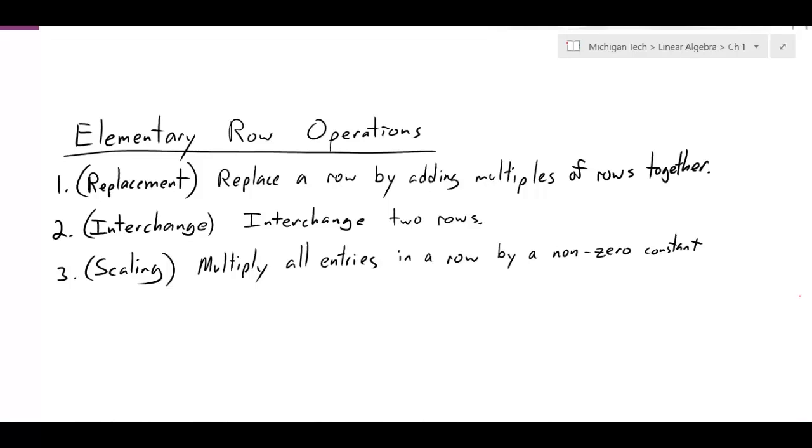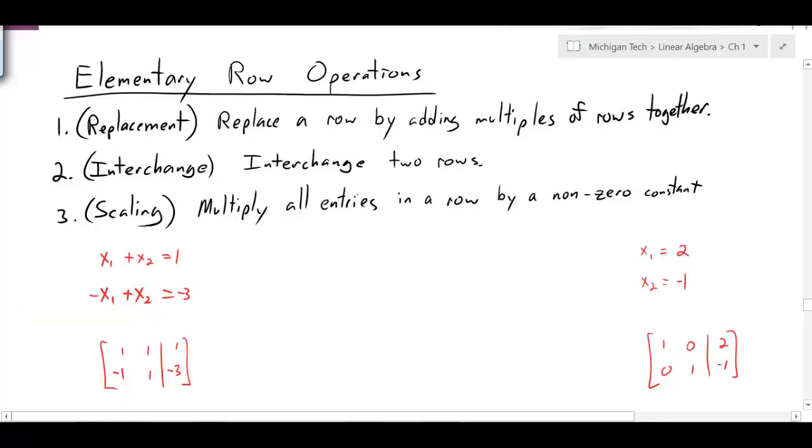And so what do these operations look like, and why are we actually allowed to do them? Well, let's think about it in terms of our system. So if I'm solving this first system, how am I going to go about finding the solution? If I'm just solving the system, the first thing I would do is add these 2 equations together to get a new equation. If I added these 2 equations together, I would get x1 plus a negative x1. That would give me 0 x1. And I would take x2 plus x2, and I would get 2 x2. I would get 1 plus a negative 3, which would give me a negative 2.